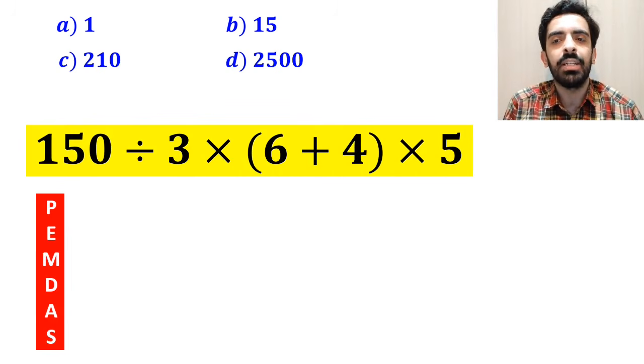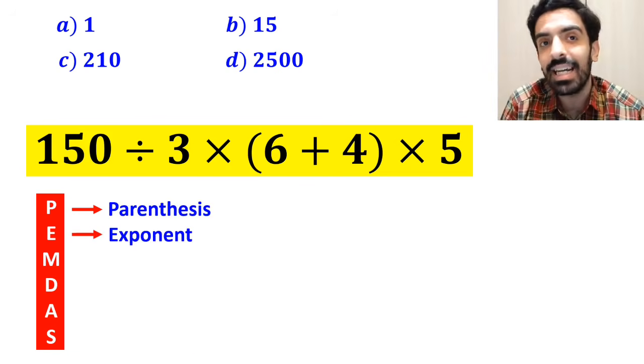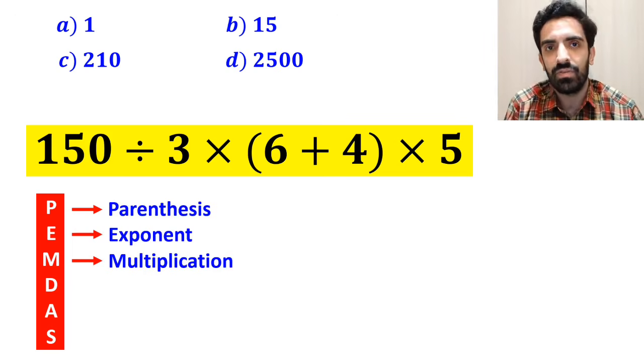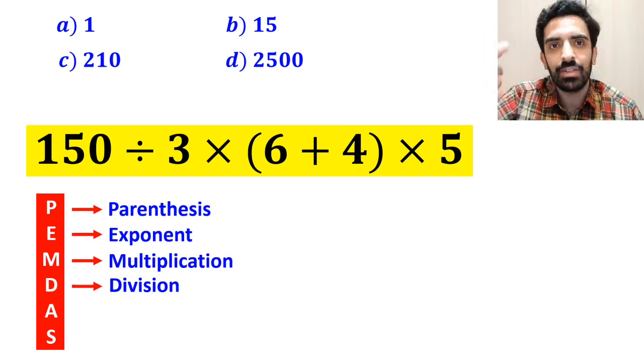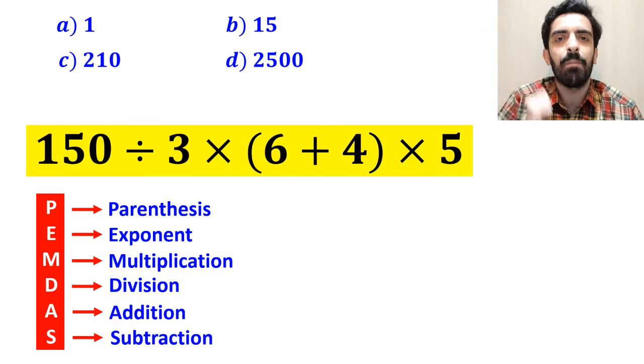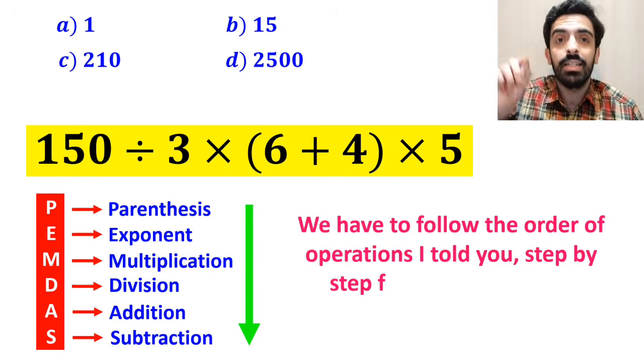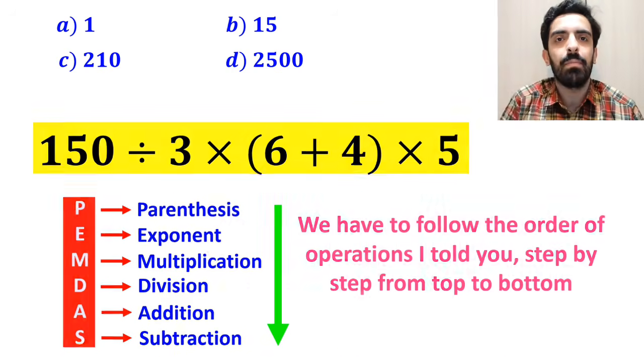To solve this question, we must follow a rule that is called PEMDAS. In this rule, P stands for parentheses, E stands for exponent, M stands for multiplication, D stands for division, A stands for addition, and S stands for subtraction. We have to follow the order of operations I told you, step by step from top to bottom.